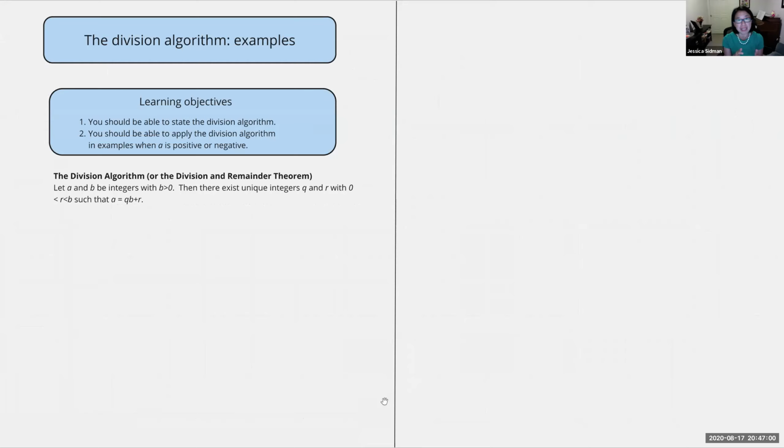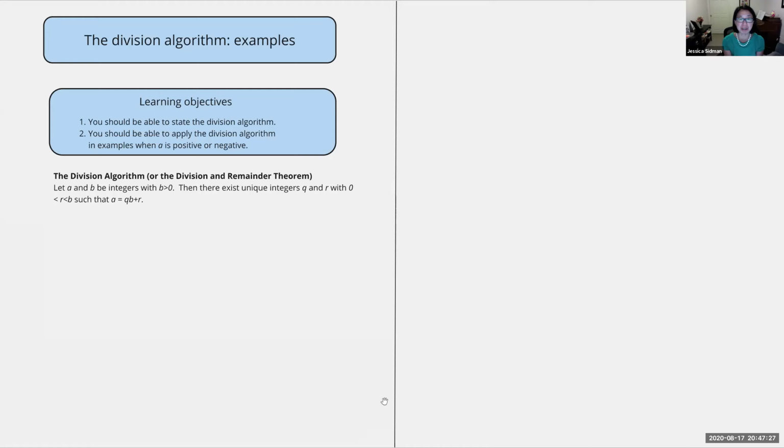And then we realized that we could split the integers into two sets, the even ones and the ones that aren't even. And those are the odd ones, and those have the form 2k plus 1, where k is an integer, right? And then we generalized the notion of evenness to being divisible by any positive integer b.